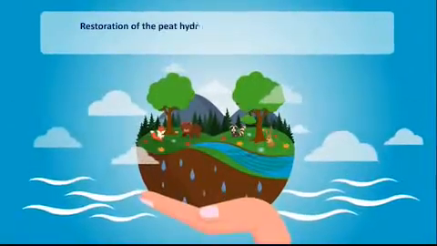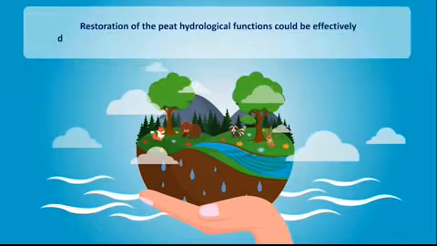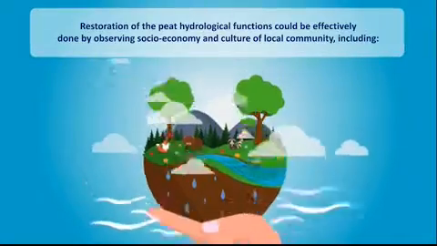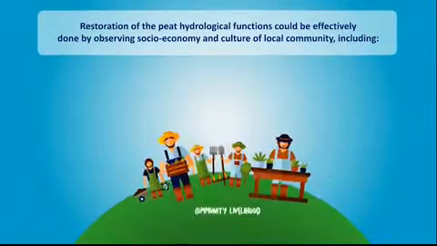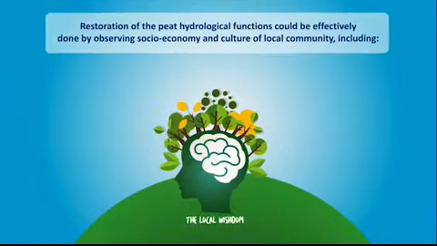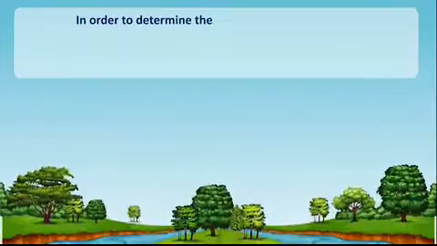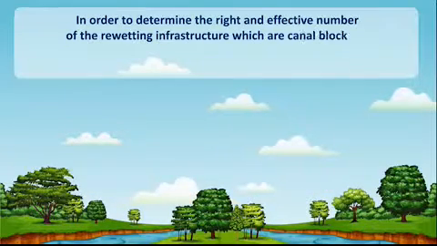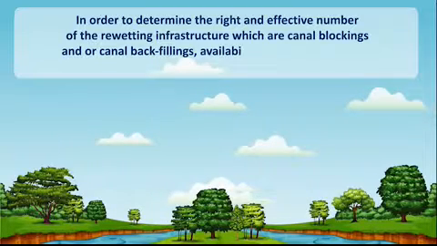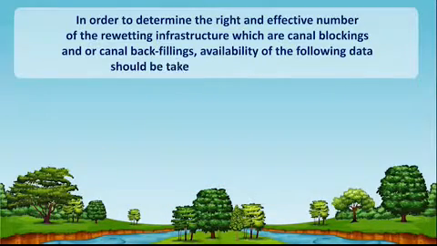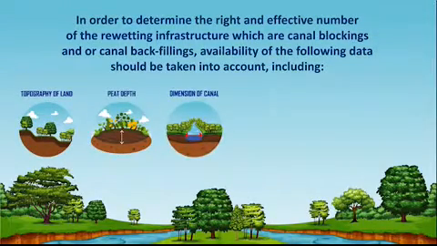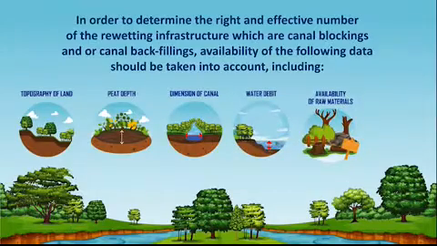Restoration of the peat hydrological functions could be effectively done by observing the socio-economy and culture of the local community, including community customs, community livelihood, and the local wisdom. In order to determine the right and effective number of the rewetting infrastructure, which are canal blockings and/or canal backfillings, availability of the following data should be taken into account, including topography of land, peat depth, dimensions of canal, water debit, availability of raw materials, and accessibility.